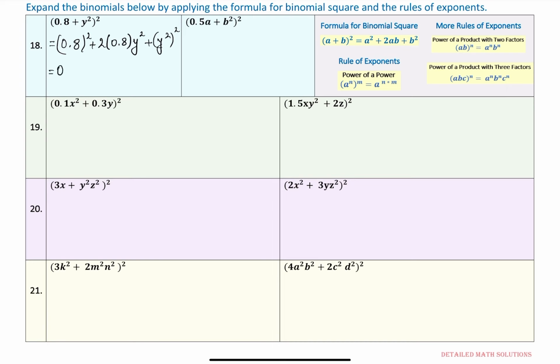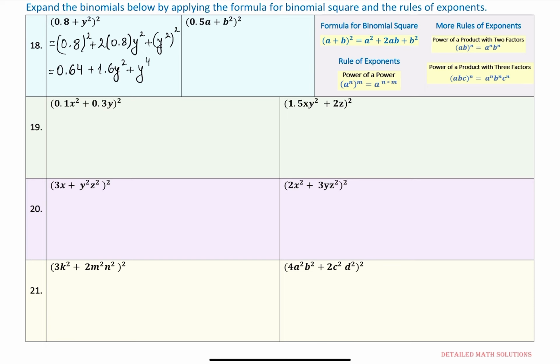0.8 squared is 0.64, plus 2 times 0.8 is 1.6 y², plus (y²)². I can use the rule of exponents for power of a power and multiply the exponents 2 by 2 and get 4. Therefore, this equals y to the 4th power. Next exercise.